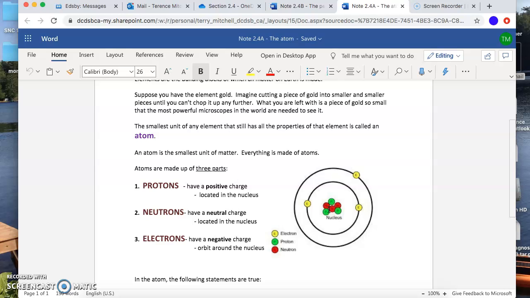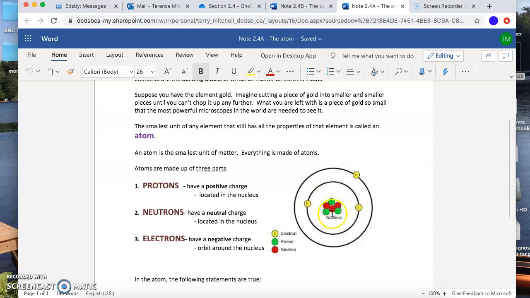Now, we talk about things having charges. Magnets have a charge. One end is positive, the other end is negative. And opposites attract when it comes to charges, and that's why magnets can stick together. Or if you've ever tried to put 2 positive ends of a magnet together, they will repel each other. They push apart. They don't stick to each other. But that's an example of a charge. And atoms have charges, or parts of an atom have a charge.